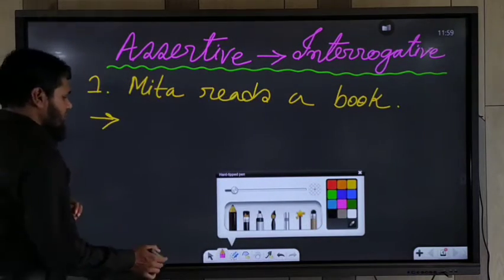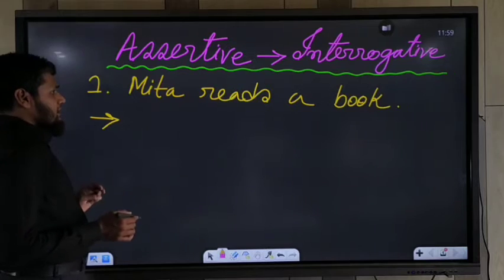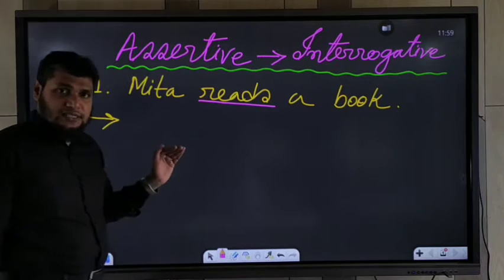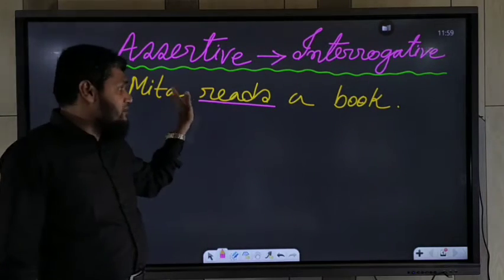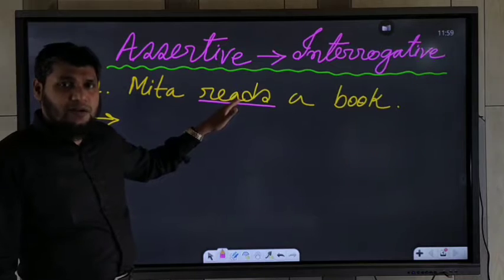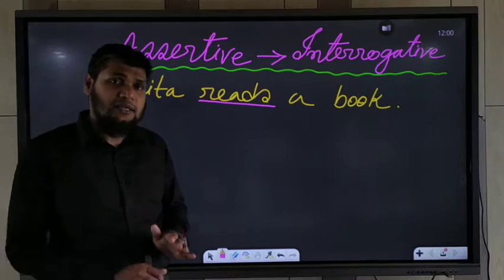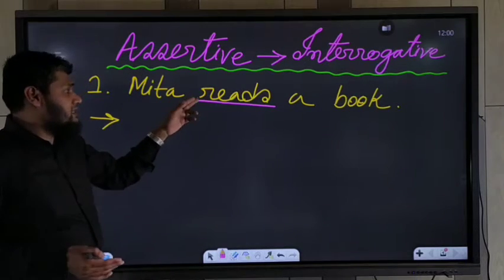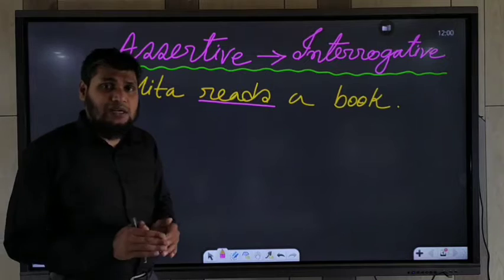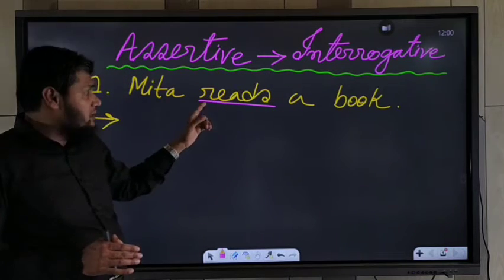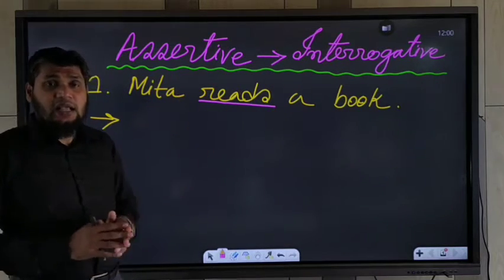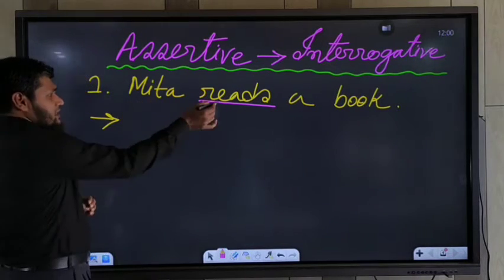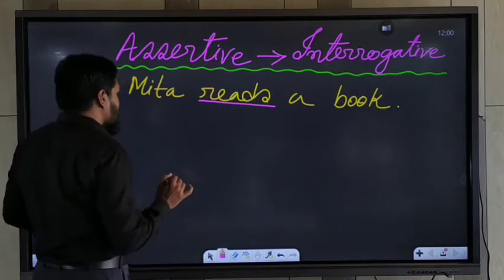So what should be the answer? You should follow the tense of this sentence. It's subject plus the present form of the verb. So it's an example of present indefinite tense. What's the tense of this sentence? It should be present indefinite tense, because it's subject plus the present form of the verb.